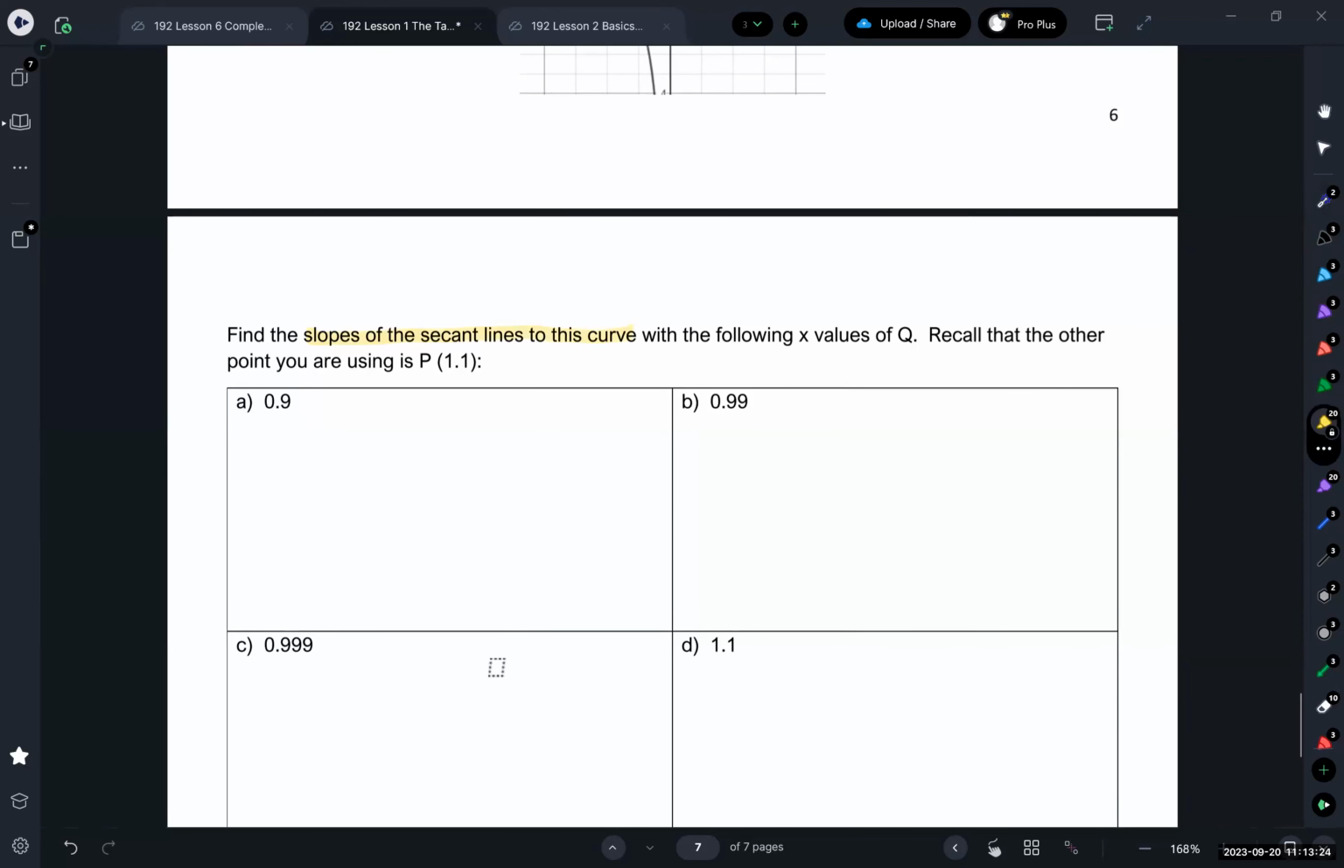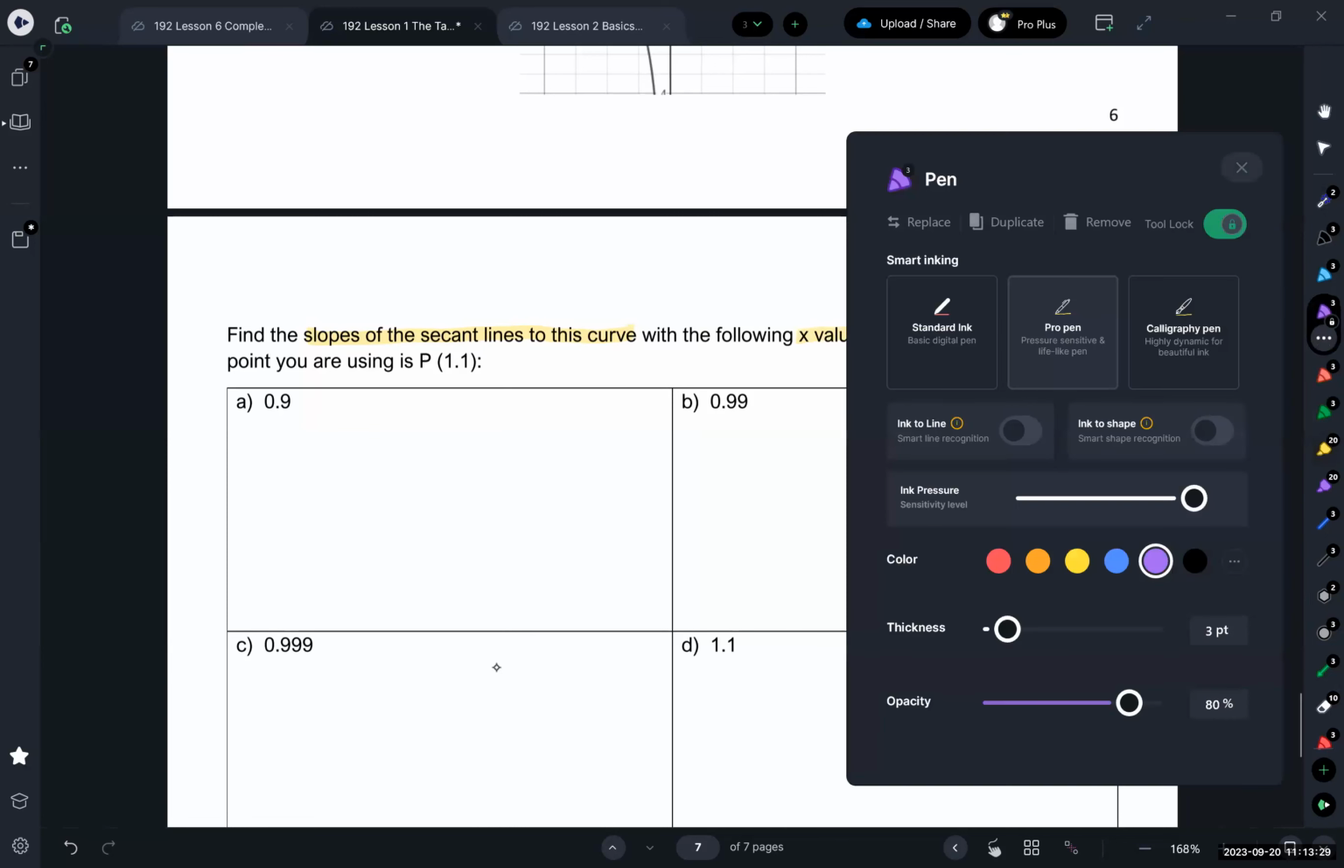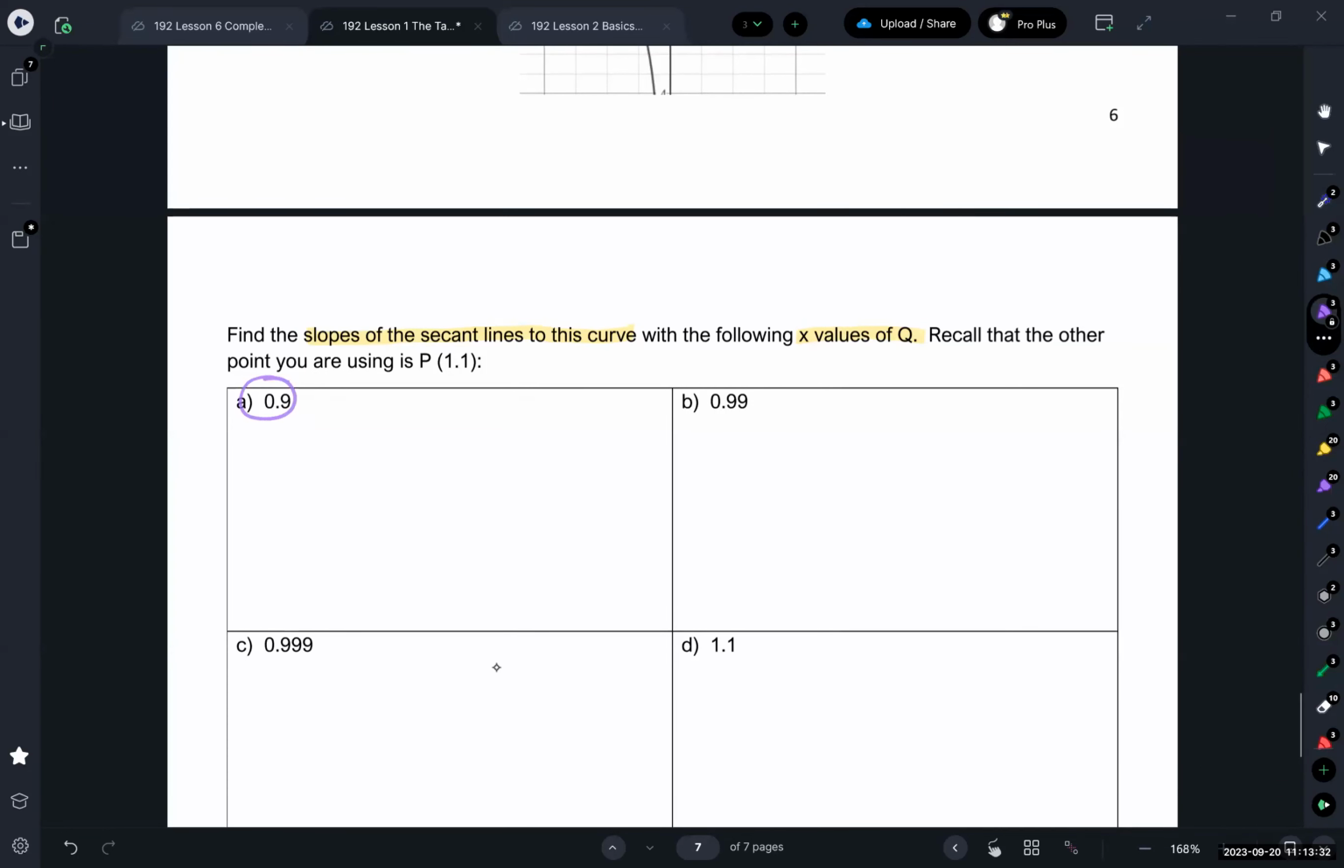of the secant lines to the curve with the following x values of Q. So what this is telling me is that this is the x value of the Q point, the point that's not the point of tangency. So I'm going to need, in order to find the slope of a line that contains that point, I'm going to need to find the y value. Remember, the function we're working with is 1 over x. And so to find the y value, I need to plug in the x 0.9 into the 1 over x function. So hopefully you got a calculator handy.